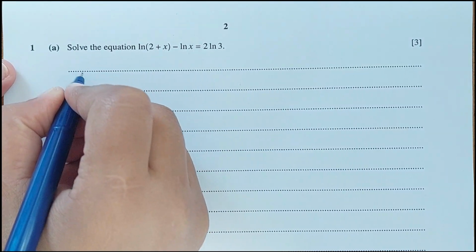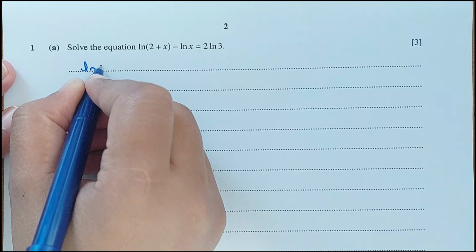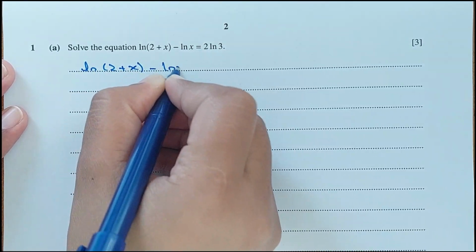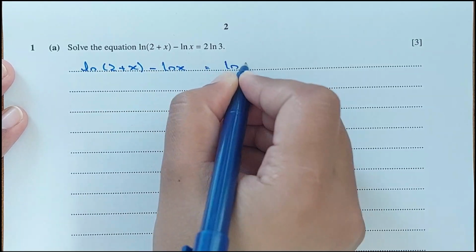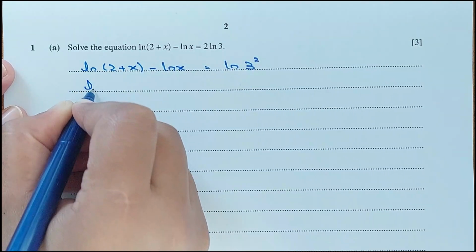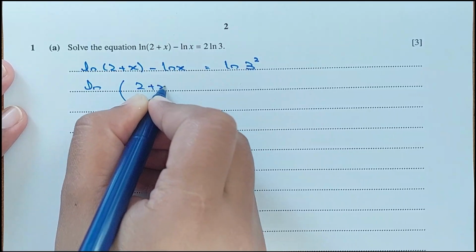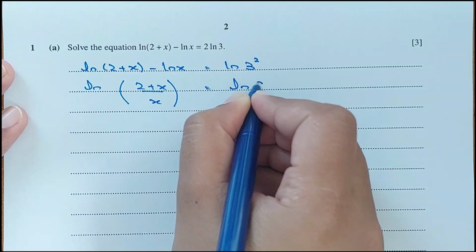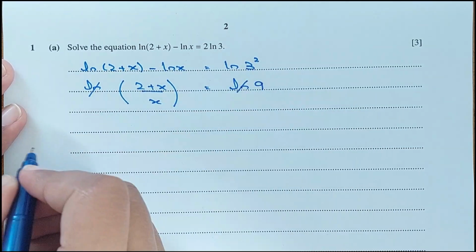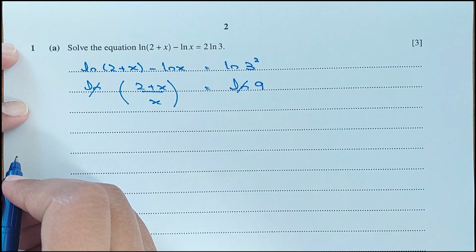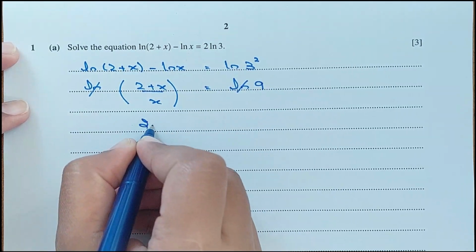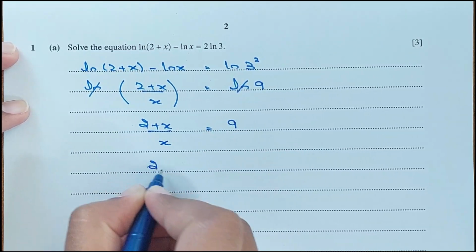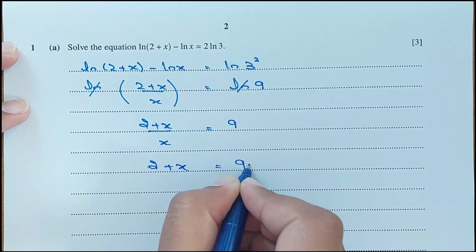Let me apply the logarithmic property. We have ln(2 + x) - ln x = ln 3 squared. So ln((2 + x)/x) = ln 9. Cancelling ln on both sides, or taking anti-log on both sides, we have (2 + x)/x = 9, so 2 + x = 9x.